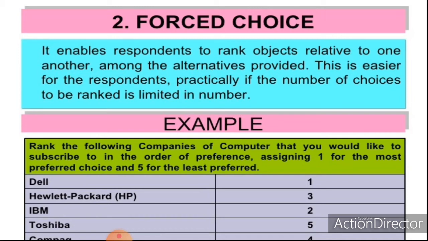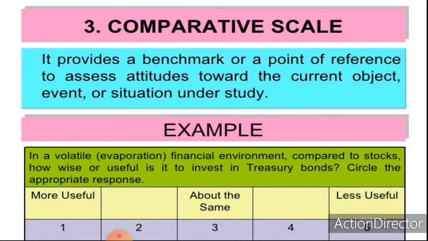Now the last one in this category is the comparative scale. It provides a benchmark or point of reference to assess attitude towards the current object, event or situation under study. So in this case also a particular point of reference is given to each one and based on that we find out the preference or attitude of the respondents.